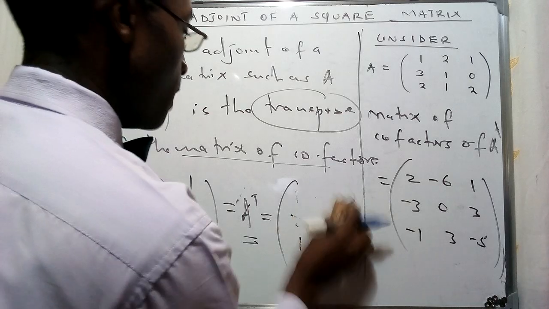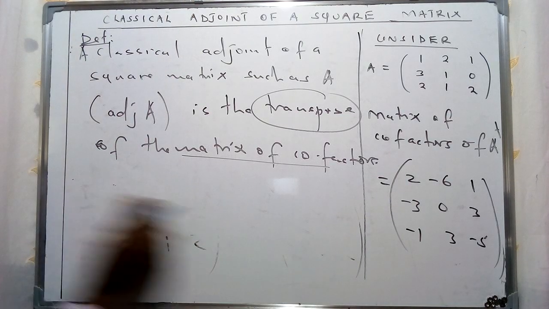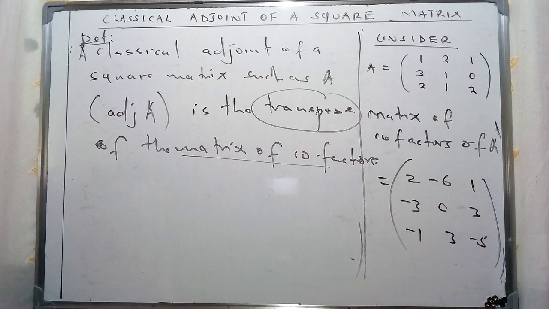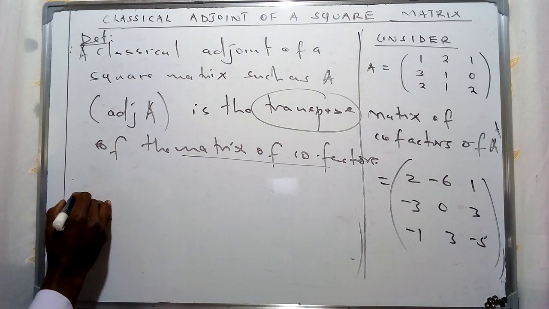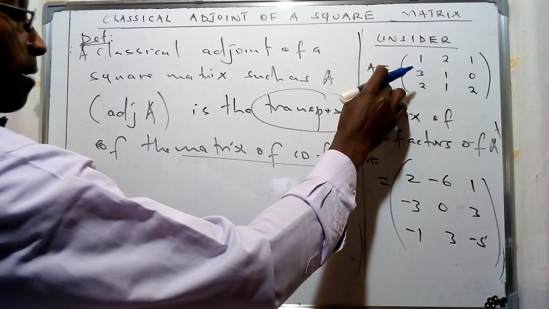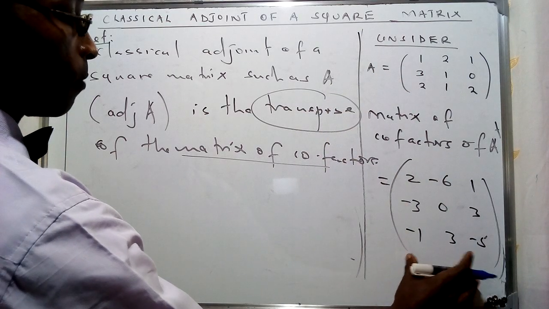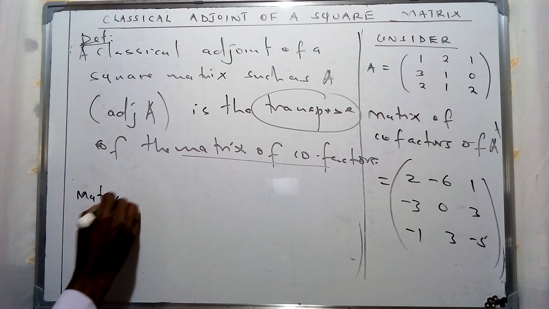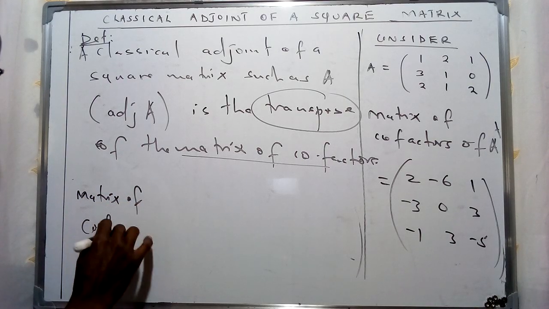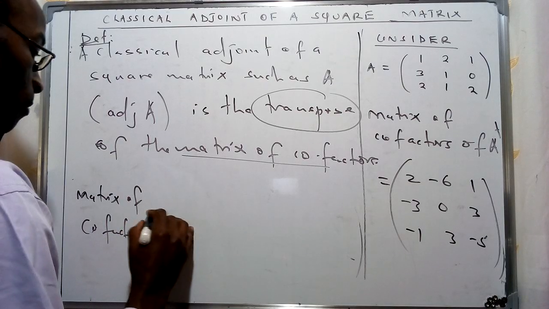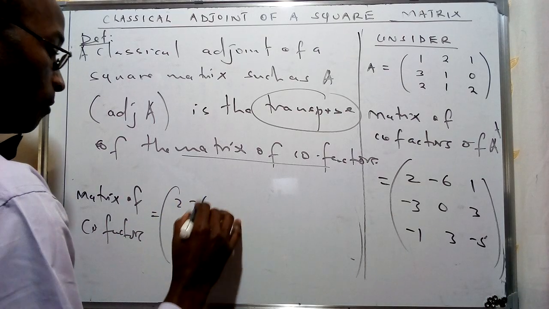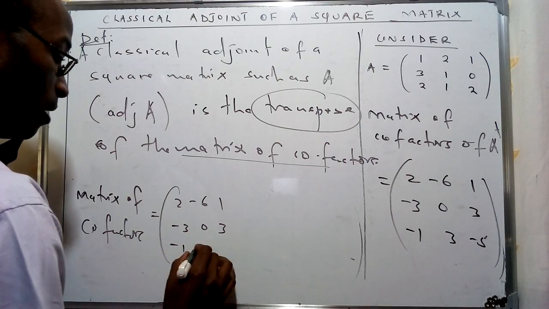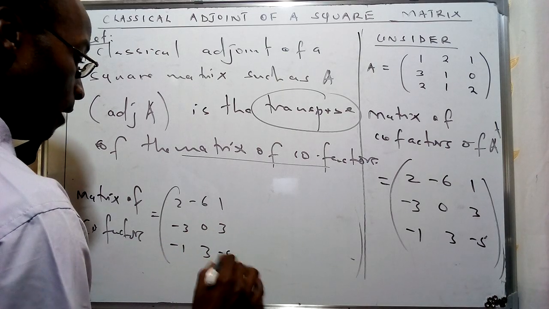So if you consider the matrix of cofactors, which we have given for the general case for our representation of A, we're going to have A given in terms of this specific factor. And of course, the generation of the matrix of cofactors, which is given in terms of 2, negative 6, 1, negative 3, 0, 3, and negative 1, 3, and negative 5 given as such.